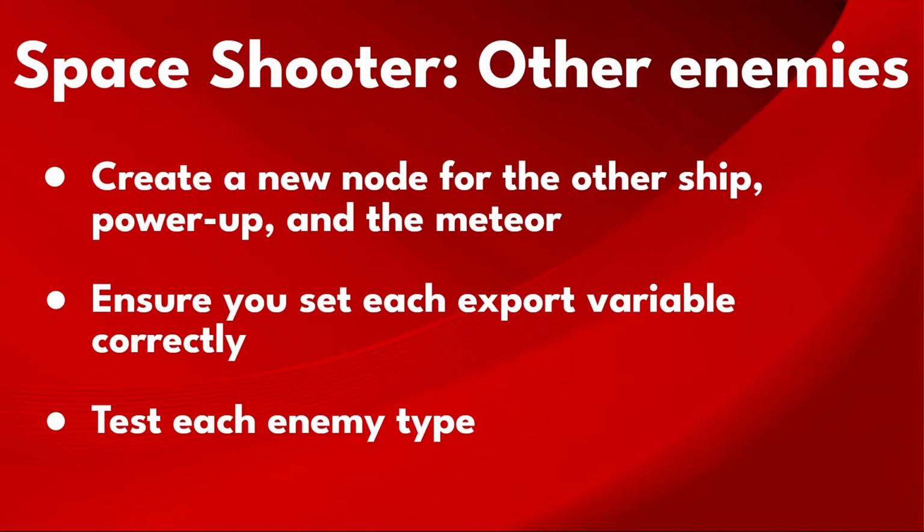Alright, in this section, we're going to create all the other enemies. We're going to start off creating a new node for the other ship, the power-up, and the meteor. We're then going to ensure to set each export variable correctly. Then we're going to test each enemy type. Now let's go ahead and jump right in.